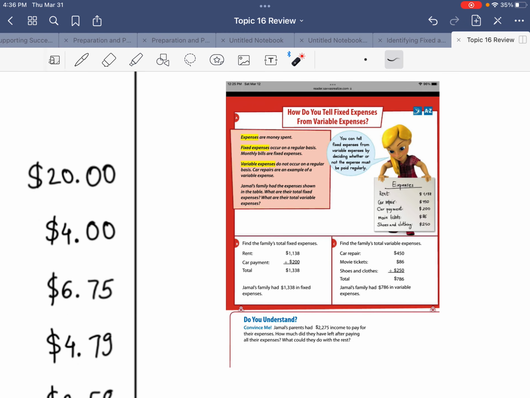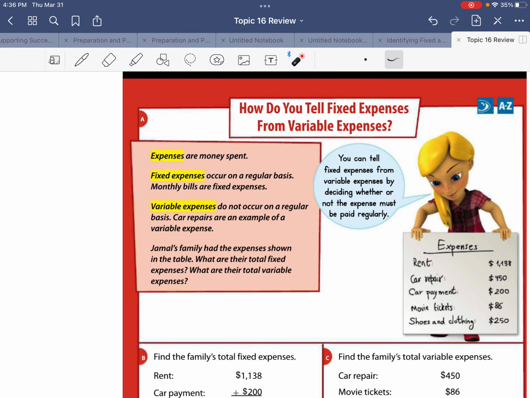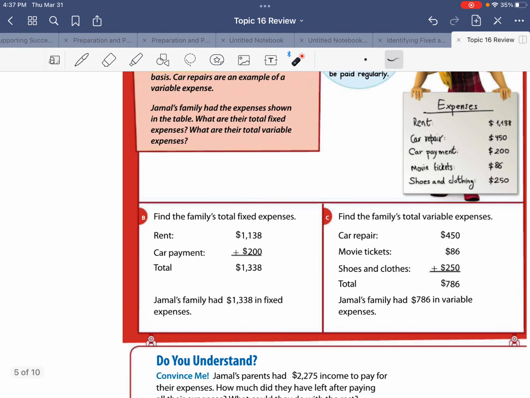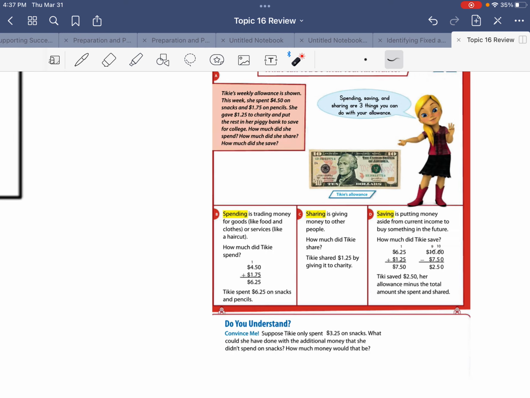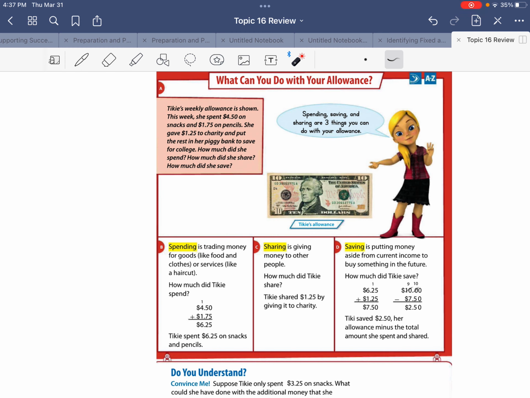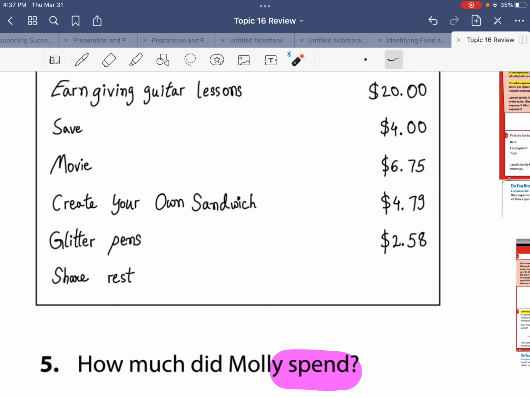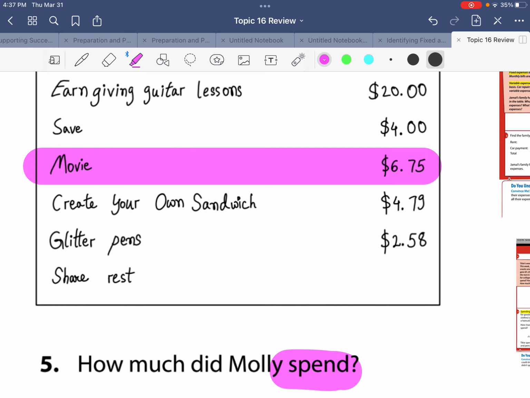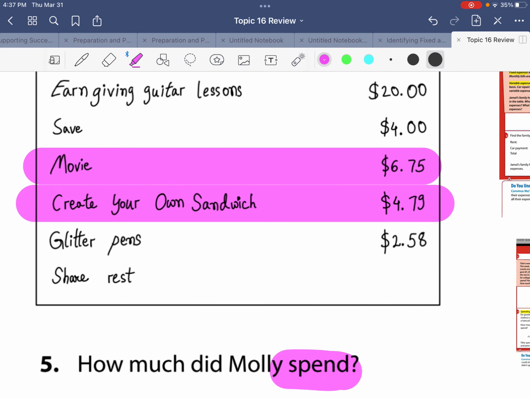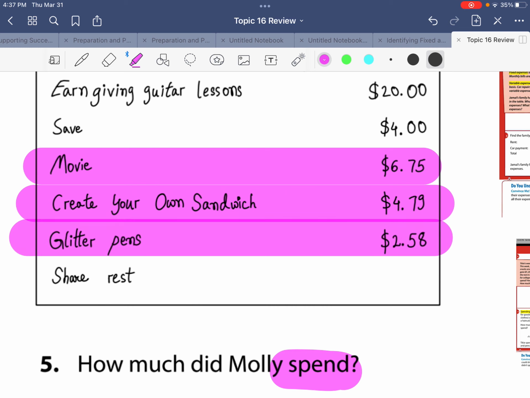So if I look here, remember, money that's spent is expenses. So anything that she bought, that's what she spent. Okay? In our next anchor chart, spending is trading money for goods. So like food, clothes, a service like a haircut. Okay, that's everything she spent on. So now if I look here, I need to see, okay, what are things that she spent money on? There's the movie, $6.75. There's the create your own sandwich, $4.79. And then there's the glitter pens, $2.58.